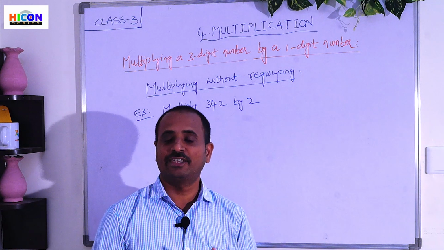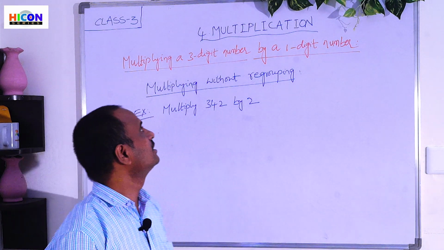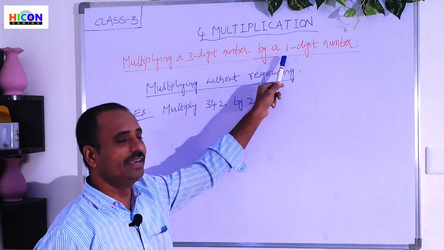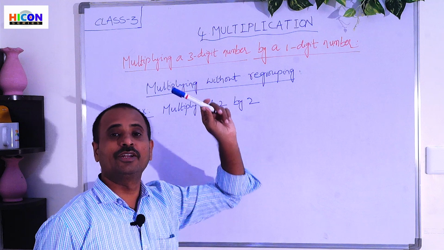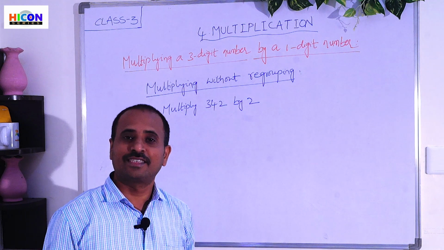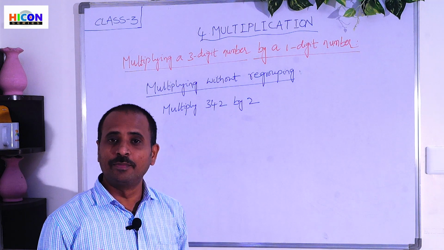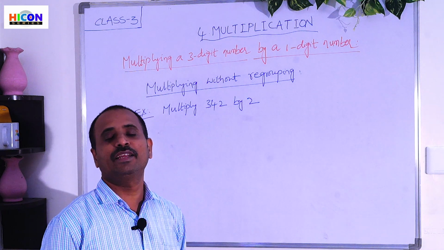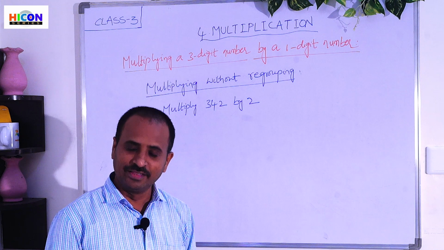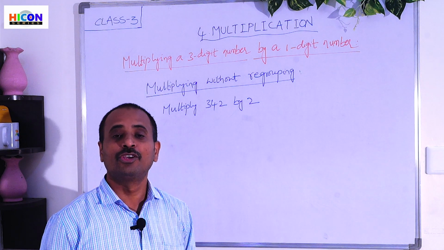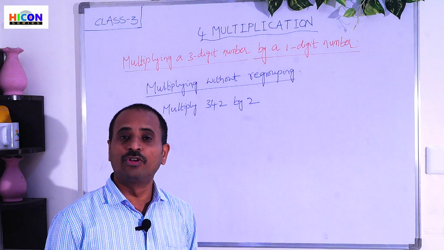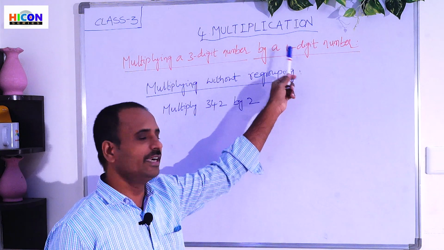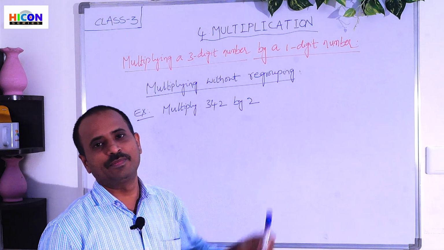Now let us go to the next topic in this chapter, that is multiplying a 3-digit number by a 1-digit number. Children, you have learnt in the second class the multiplication of a 2-digit number by a single-digit number. Whereas in this class, that is in third class, you are going to learn how to multiply a 3-digit number by a single-digit number, that is a 1-digit number.